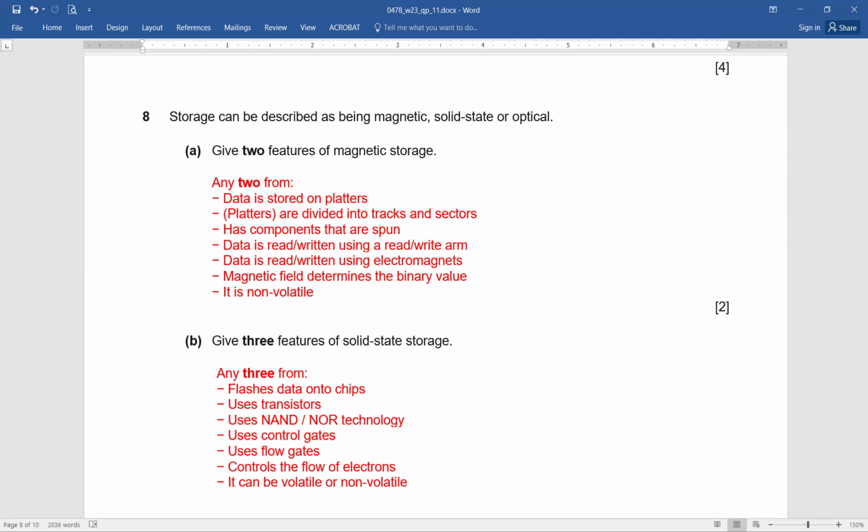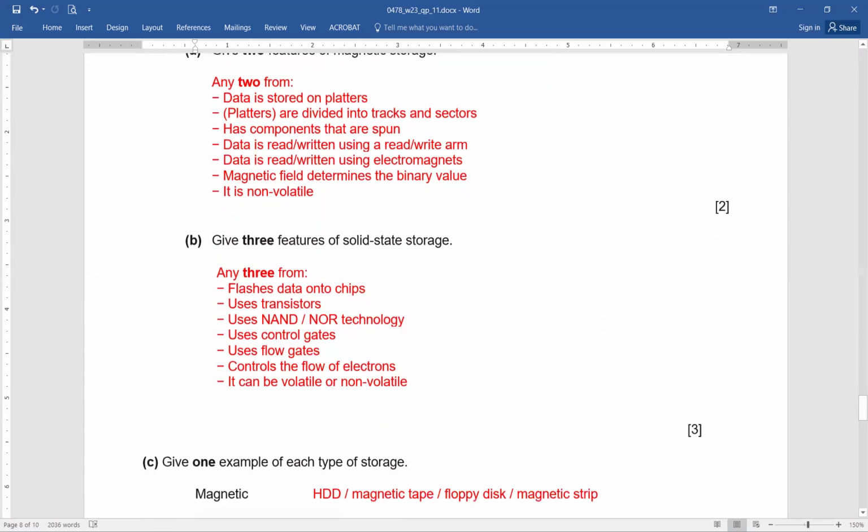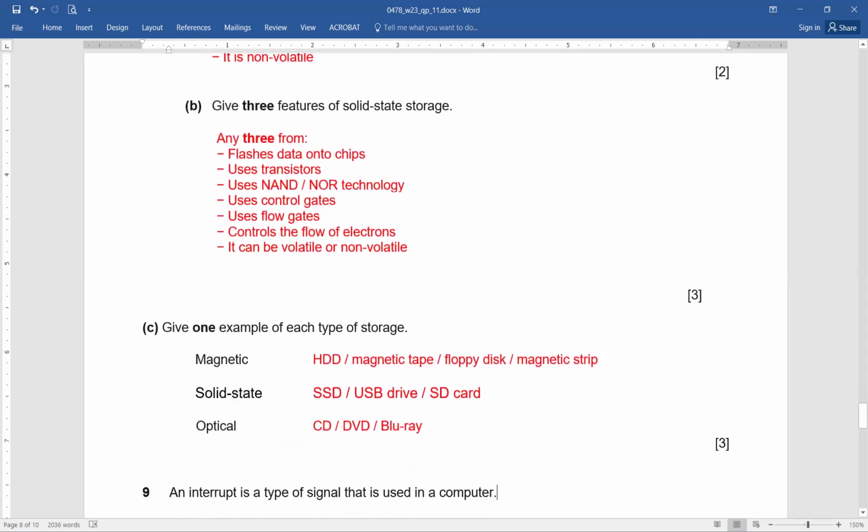So these are going to give you the 3 out of 3 if you have mentioned any of the values properly. Now, another part C, give one example of each type of storage. Magnetic, what can you write? HDD, magnetic tape, floppy disk, magnetic strip, anything will do for your magnetic media. For solid state, you can say SSD, you can say USB drive, you can say SD card. These all will give you again a mark.